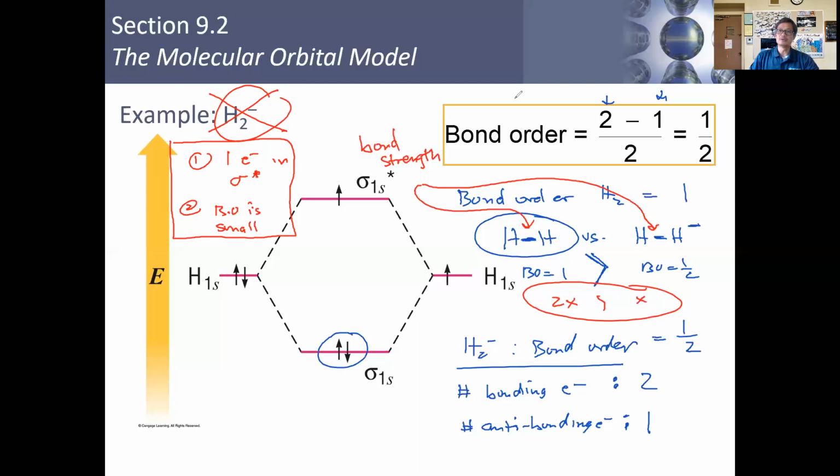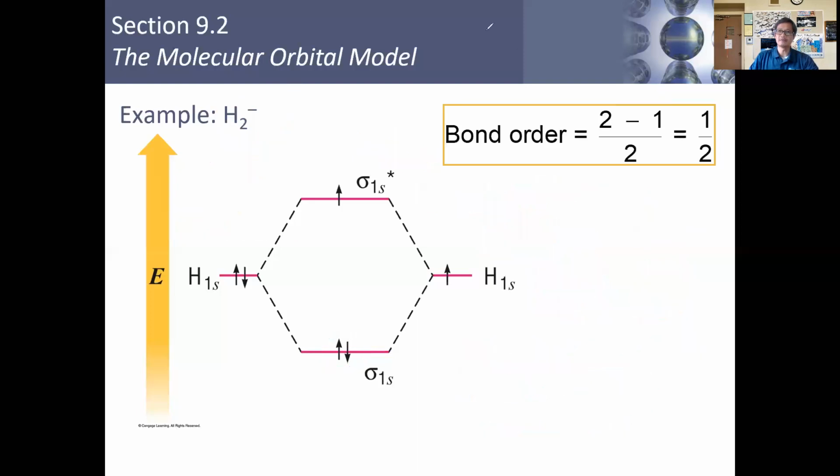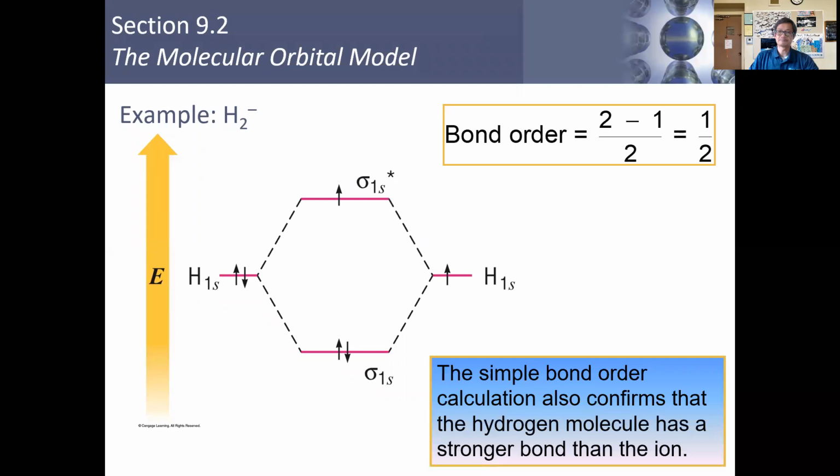So what I would like us to do is apply what we know here. Okay, I'm sorry, so there it is, the confirmation: the hydrogen molecule has a stronger bond than the ion itself.